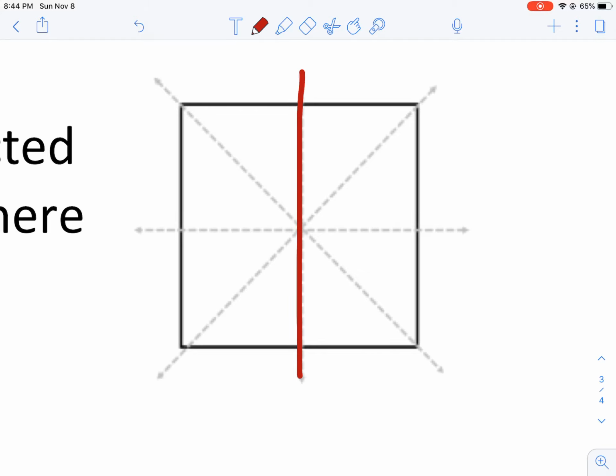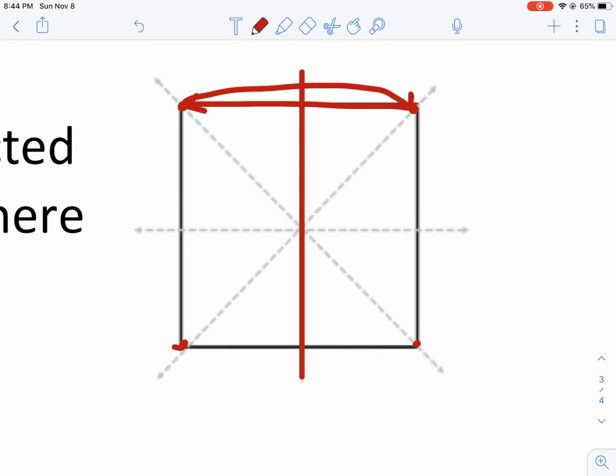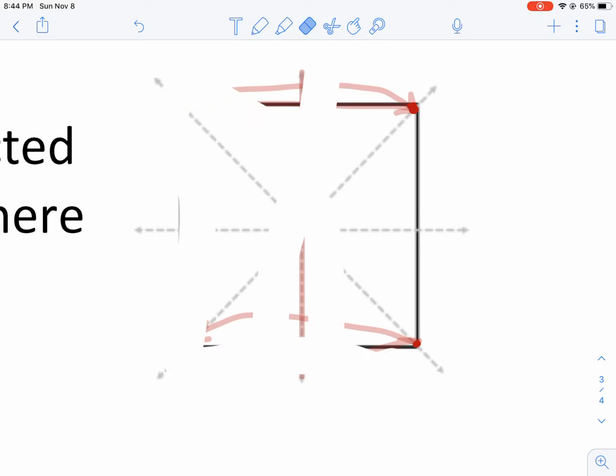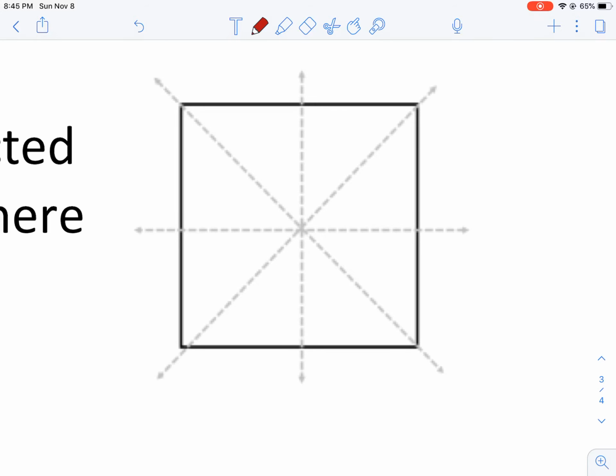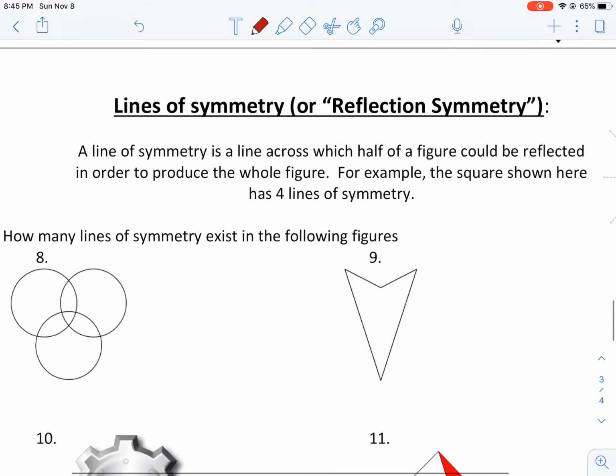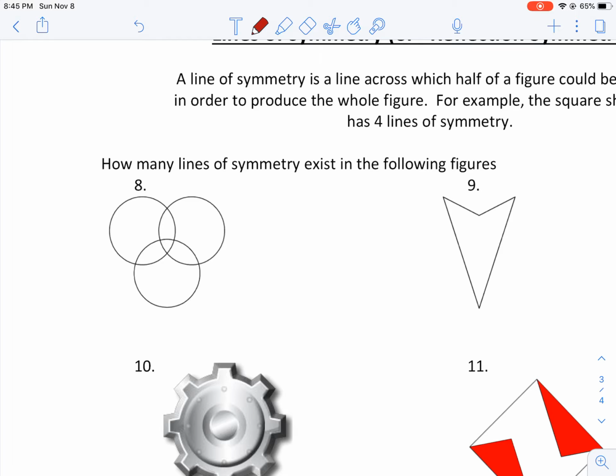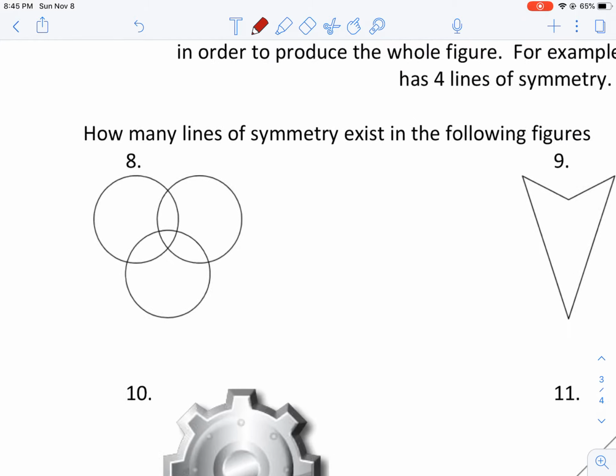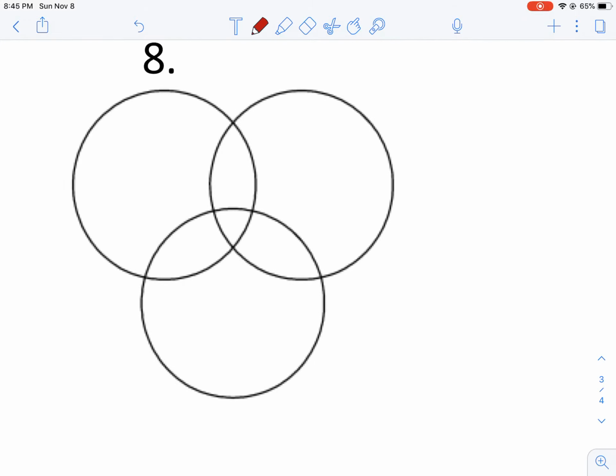And if you look here, all the points of the square go to each other. So like this point would reflect over there. This point would reflect over here. This point would reflect here. This point would reflect here. And nothing would change. After you did the reflection, the square would look the exact same. So really all you have to do is count how many lines of symmetry exist. And there's some different ways to go about this. Sometimes there's 0. Sometimes there's a lot.